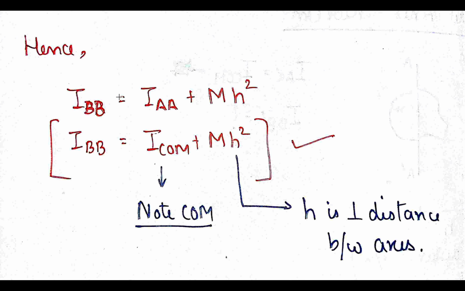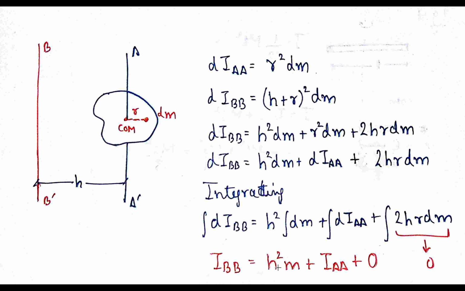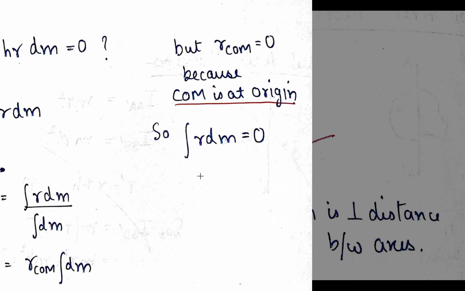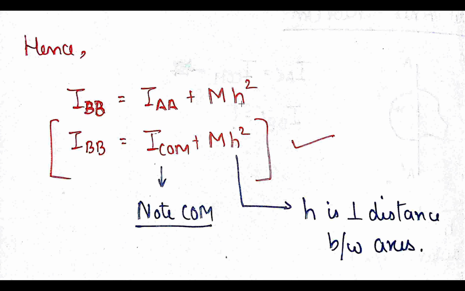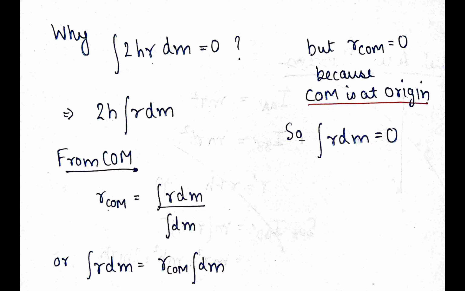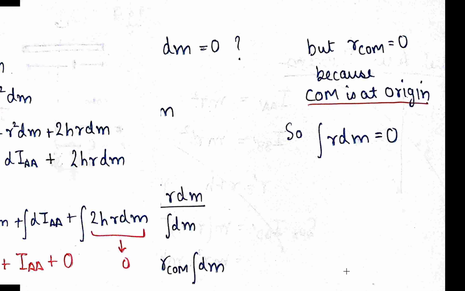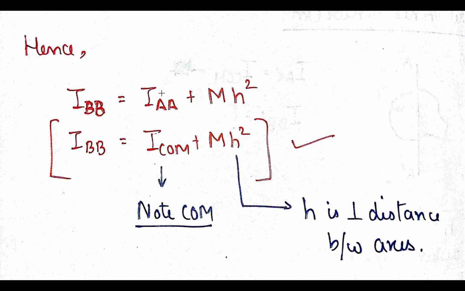So hence you can see that Ibb dash is equal to h square m. Okay, so h square m, this m into h square, is your separate term, and if you see this, that is Iaa dash, which is the moment of inertia of the body about the a dash axis. So the final formula that we have got is the moment of inertia about an axis which is at an h distance from the center of mass axis, or the a dash axis, is Ibb dash equals I com plus m h square.